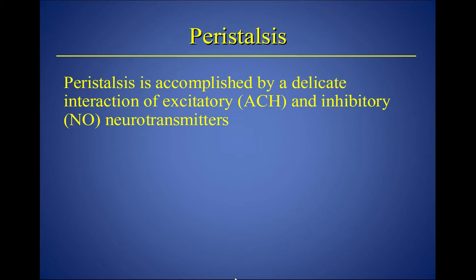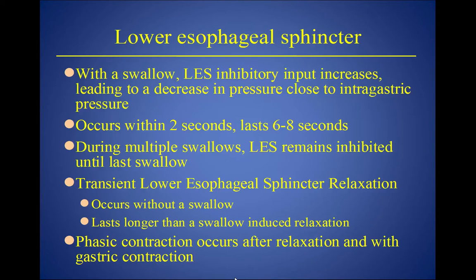Okay, here's a slide all by itself, which might mean it's an important point to know. Peristalsis is accomplished by a delicate interaction of excitatory, being acetylcholine, and inhibitory, being nitric oxide, neurotransmitters. The lower esophageal sphincter is that junction, obviously, between the esophagus and the stomach. It's composed essentially of both esophageal muscle as well as the diaphragm, which are intermixed to allow for that sphincter.